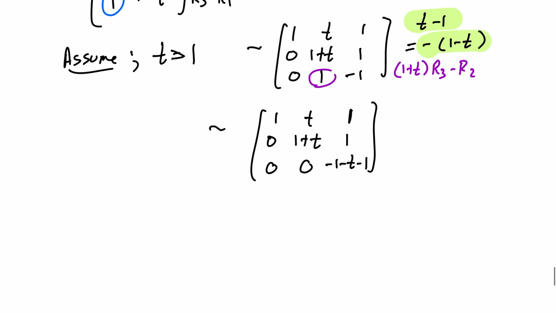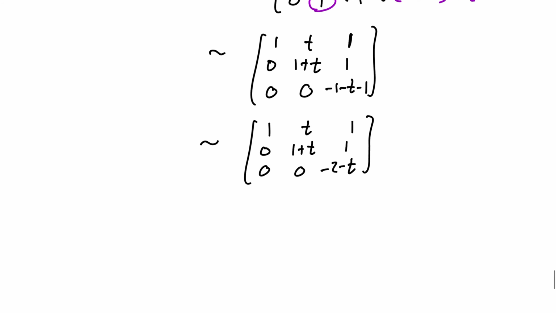Putting this all together here, we get 1, t, 1, 0, 1 plus t, 1, 0, 0. And here I end up getting negative 2 minus t, in which case you can multiply across by negative 2.